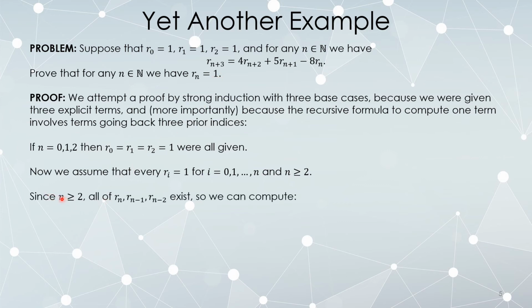So, since n is at least as large as 2, all of these terms of the sequence exist, and also we assumed they were all equal to 1. So we can use our recursive formula. We just have to adjust the indices in it. This index is 1 larger than this one, is 1 larger than this one, is 1 larger than this one. So the next term of the sequence, r sub n plus 1, is 4 times the previous term, r sub n, plus 5 times the one before that, which is now index n minus 1, minus 8 times the one before that, which is now index n minus 2.